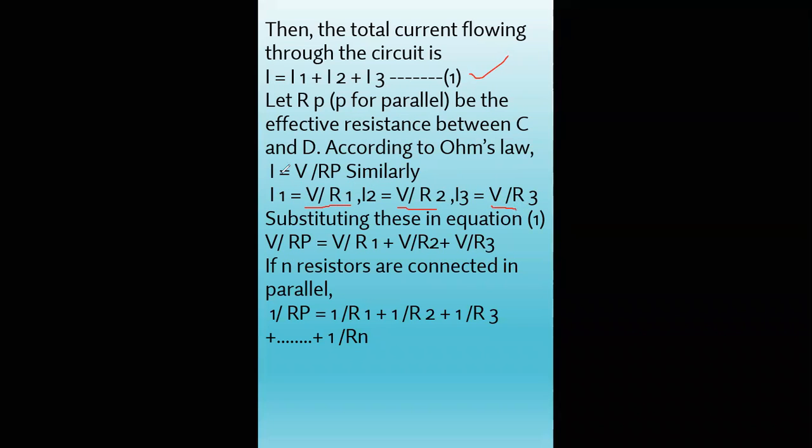So we substitute all of them in equation 1. So we get V upon RP equals V upon R1 plus V upon R2 plus V upon R3. V is common, so we remove it. So in the end we get 1 upon RP equals 1 upon R1 plus 1 upon R2 plus 1 upon R3. For n resistors, we get up to 1 upon Rn. So this way we can derive the expression for resistors in parallel.